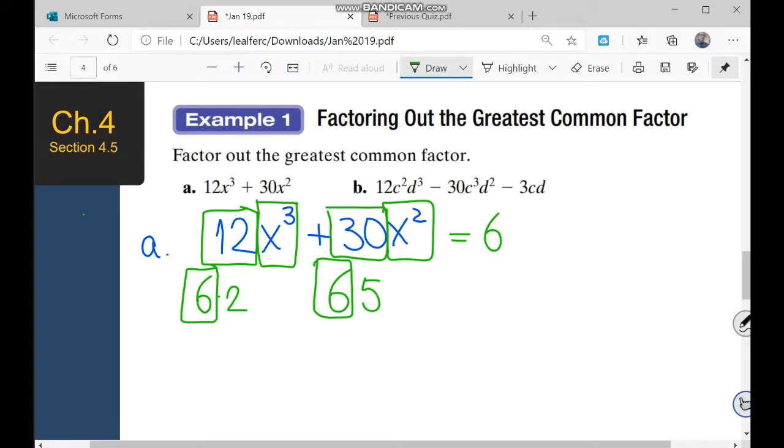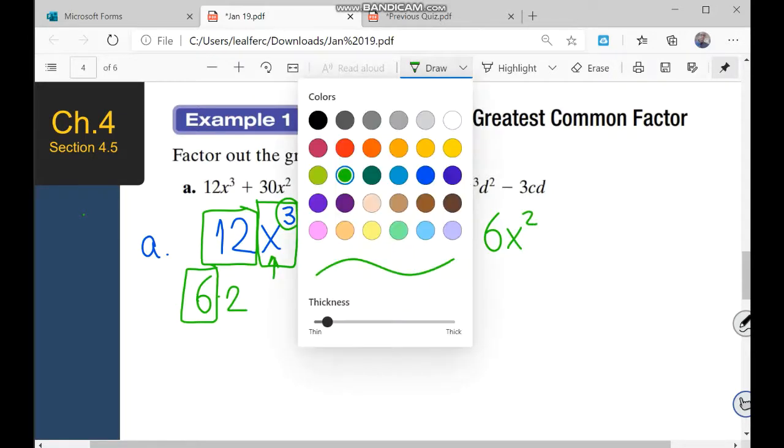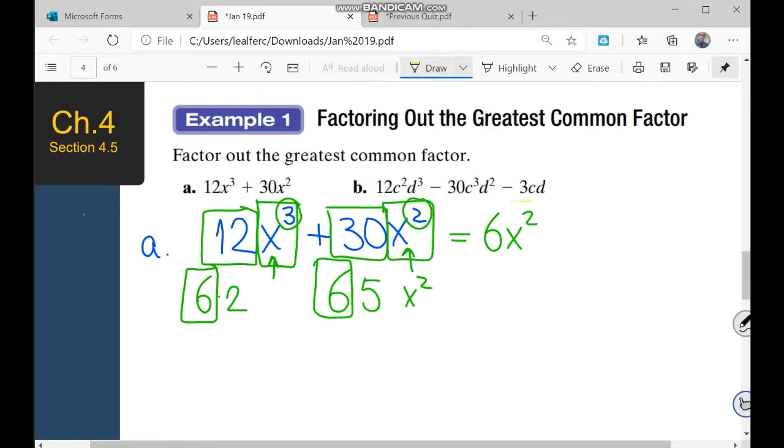Now let's check the variables. The greatest common factor of the variables is going to be the variable with the lowest exponent. If this is 3 and this is 2, the greatest common factor is x squared. It's the one with the lowest exponent. So right now here, 6x squared. That is the greatest common factor. 6x squared is the greatest common factor of this polynomial.